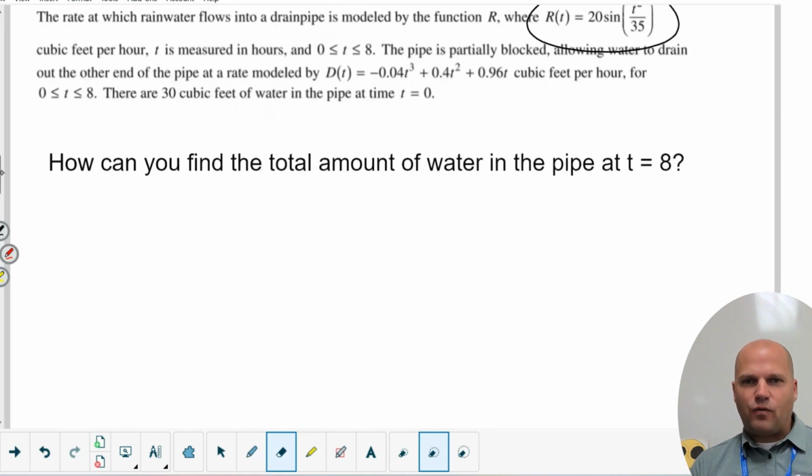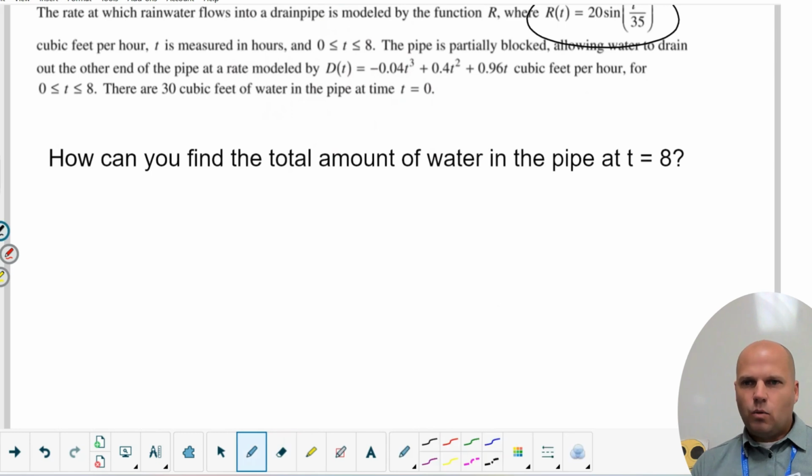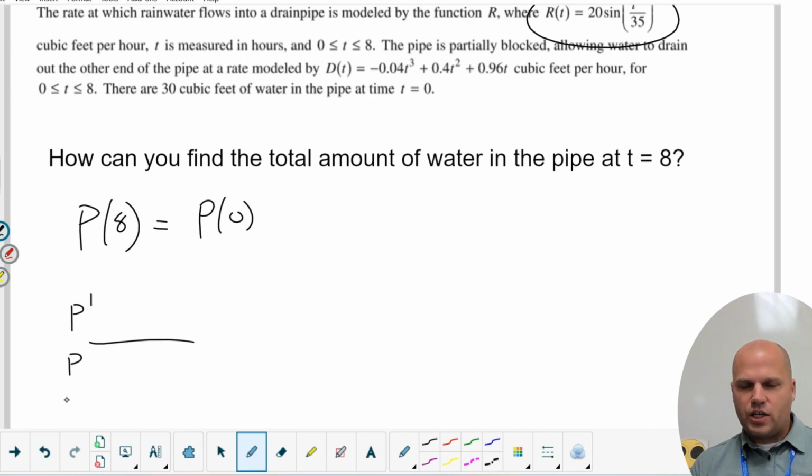The question is, how can you find the total amount of water in the pipe at time 8? Well, I want my position at time 8. I have my starting position. The derivative tells me how the position is changing. If I accumulate the derivative, I'll be able to figure out how much my position changes from 0 to 8. My position at time 0 is 30. I want to find out how much my position increases or decreases.